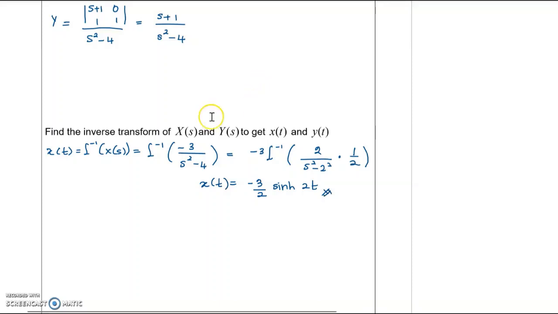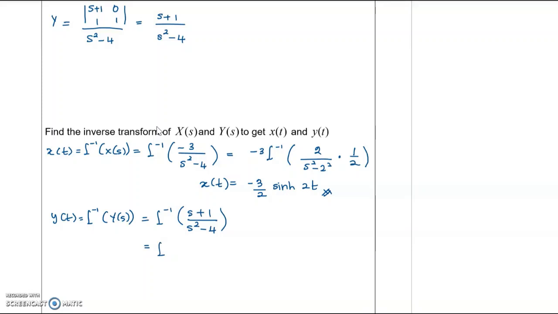Okay, but for the y(t), it is the inverse Laplace of the Y(s). So it is now the inverse of the (s plus 1) over (s squared minus 4), which can be written in the form of 2 inverse, the inverse of the s over s squared minus 4, plus the inverse of the 1 over s squared minus 4.